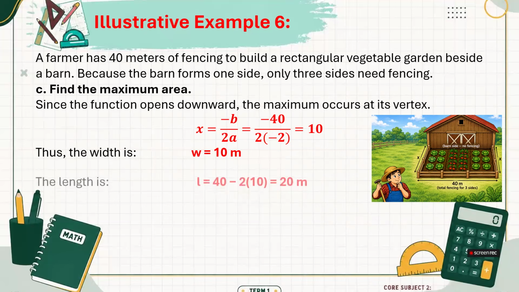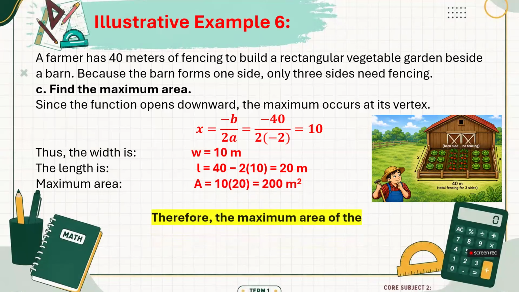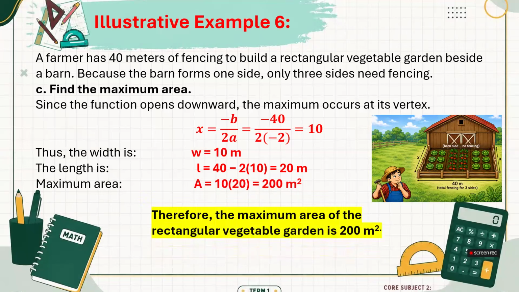Now we find the length. How do we get the length? It is 40 minus 2x. So 40 minus 2 times 10. So that is 20 meters. Now we find the area. The maximum area is length times width. So 10 meters times 20 meters, it makes 200 square meters. So therefore, the maximum area of the rectangular vegetable garden is 200 square meters.